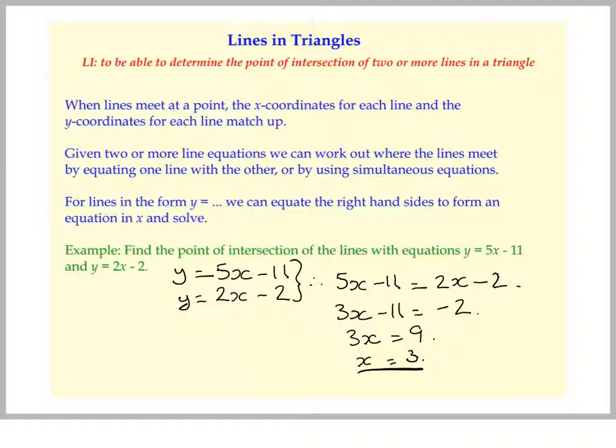We can substitute back in, let's say y equals 2x minus 2. So that's 2 times 3 minus 2, which is 4. So the point of intersection is going to be (3, 4).